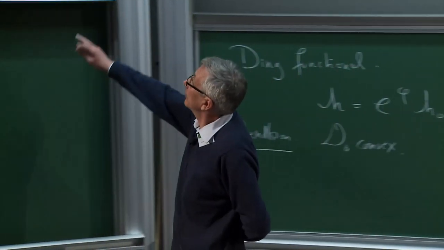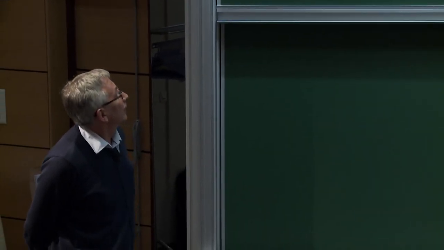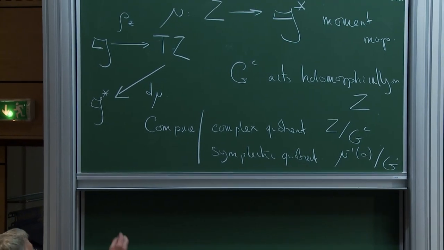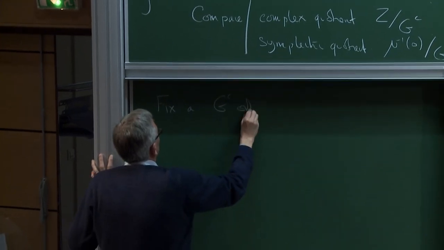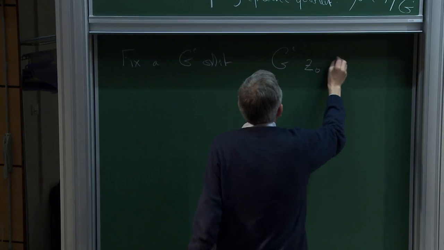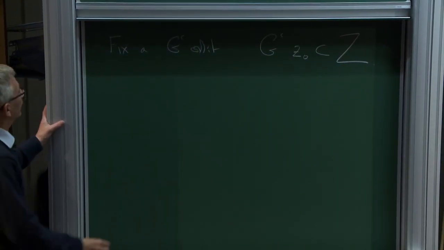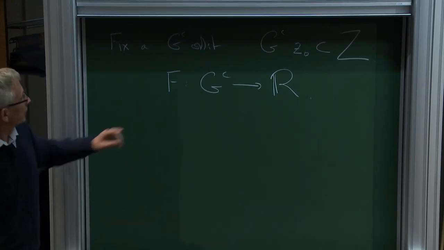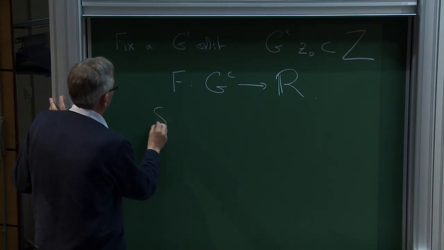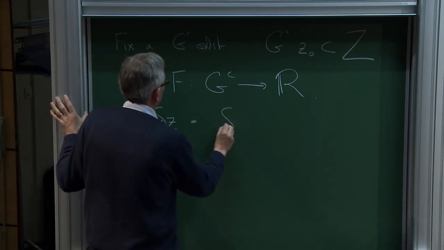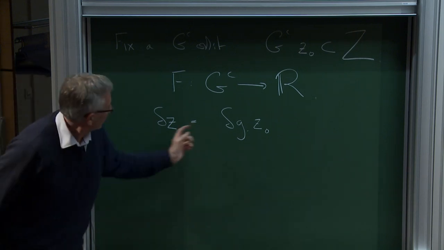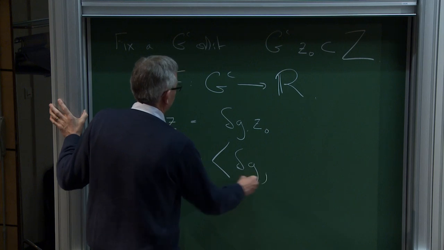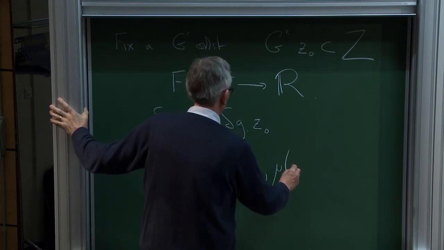So I don't really want to take the time to go into reviewing too much of the detail about that. But just to say, in this situation, there's always a certain convex function which is relevant. So fix an orbit, fix a G complex orbit, say G complex times some Z naught in Z. Then we can define a function, unique up to a constant, defined by its derivative. If I make an infinitesimal change in Z, given by applying an element, like that, hope that notation makes sense, then the change in F will be given by the pairing between delta g or i times delta g and mu of z.